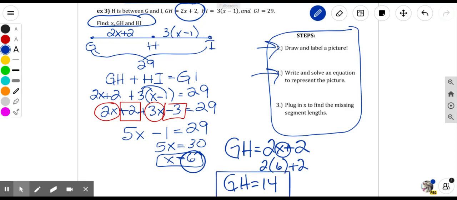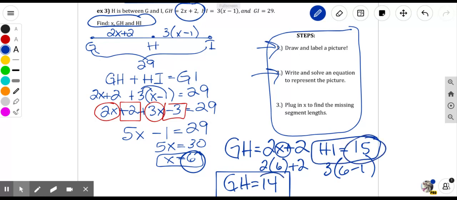And then you do the same thing for HI. So it's 3 and then 6 minus 1. 6 minus 1 is 5. 5 times 3 is 15. Notice 15 plus 14 is 29, and it should be. So in the end, your segments should add together to equal the big one.